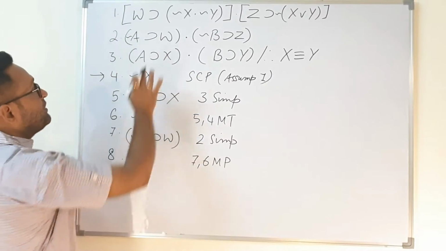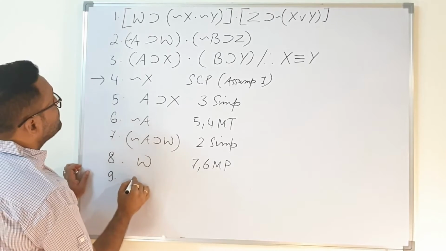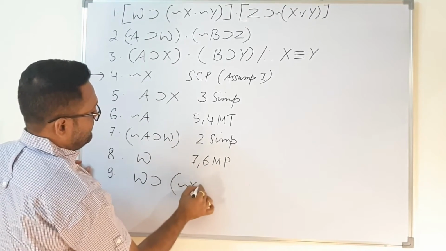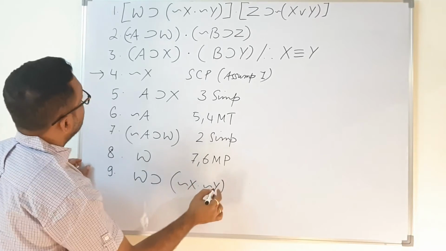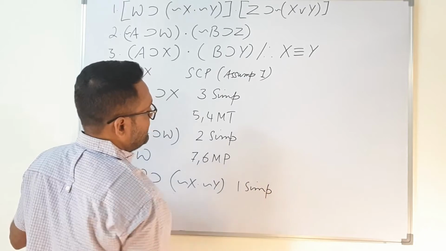Now, once we have got W, we can enter this line. We will make W implies negation of X dot negation of Y. So this will be first simplification.